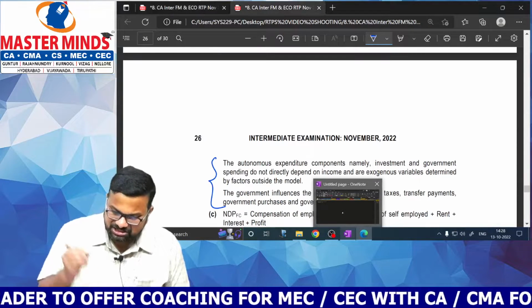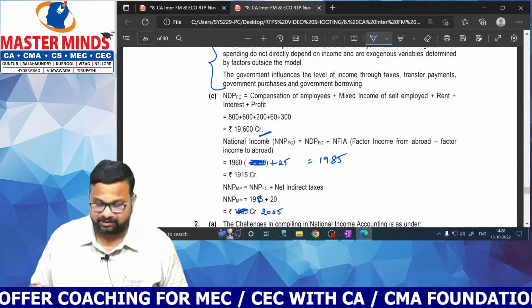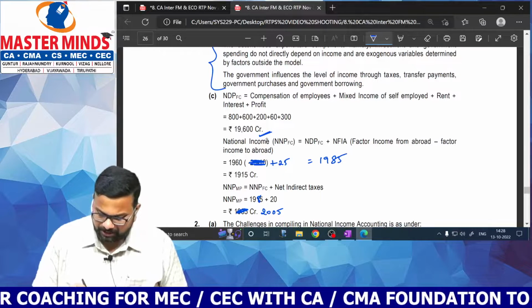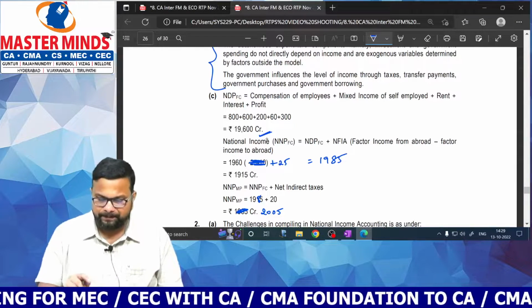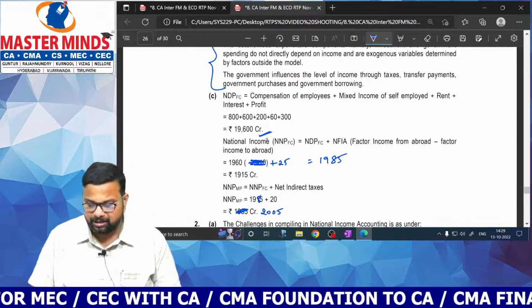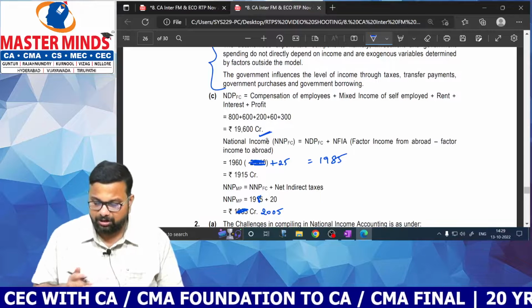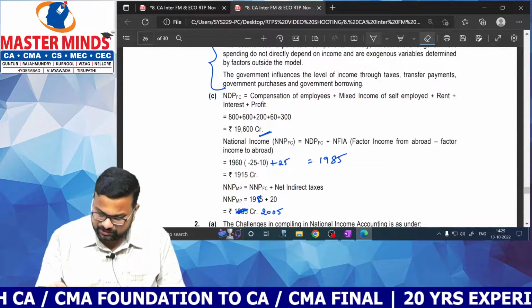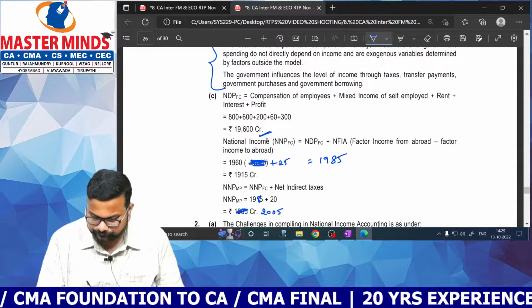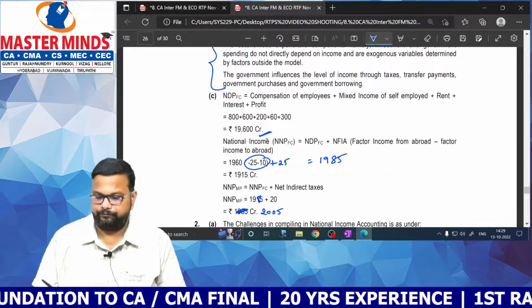Let us see the answer given by ICAI. Up to NDP at factor cost, it is correct. But when it comes to NNP at factor cost, the formula given is right, but the values they have given are wrong. This part is completely wrong.